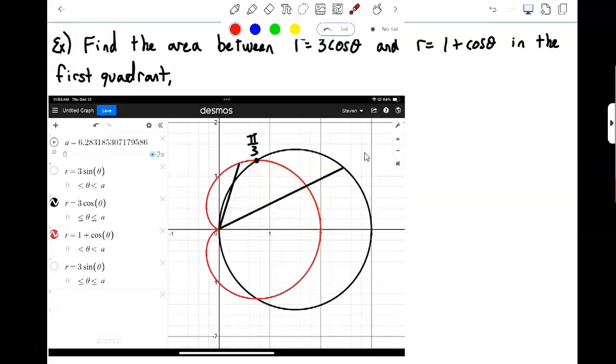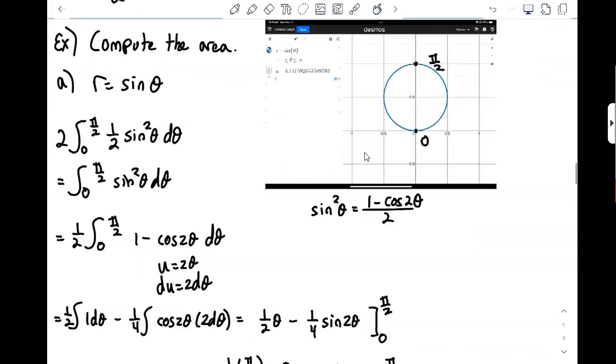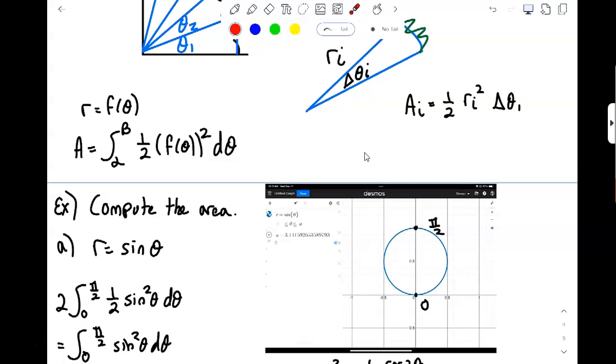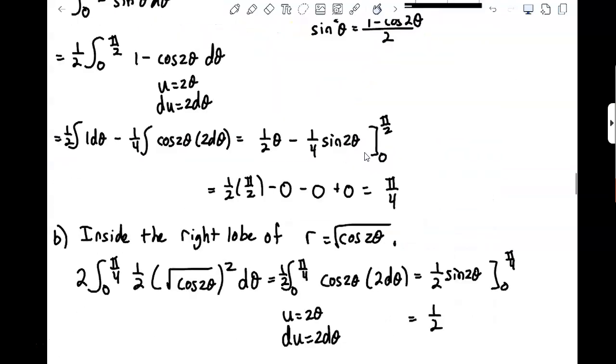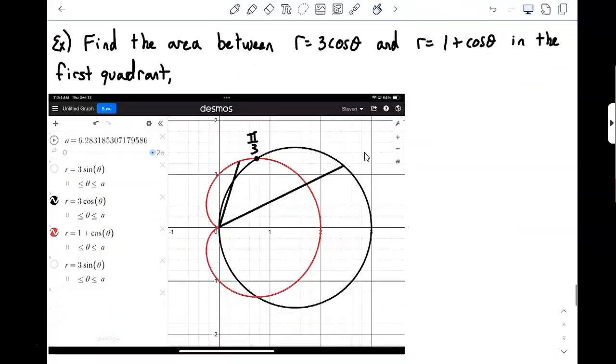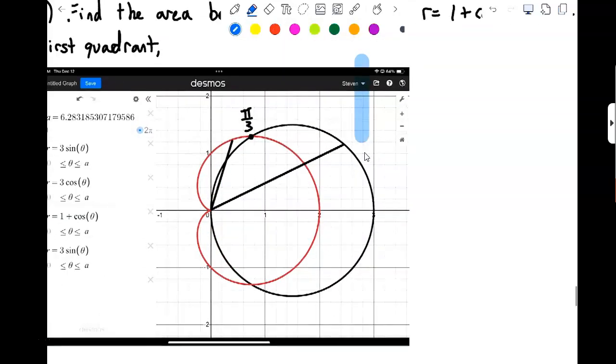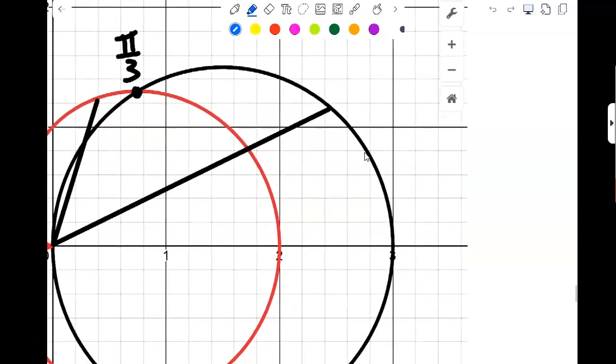But since they are being graphed over the same theta values, we can actually do it as one big giant integral. Okay, and again, remember, area in polar coordinates is the integral of 1/2 of the function squared d theta, where f is the radius. So setting this up, we're actually going to do two pieces. We're going to have this first piece, which will be this area.